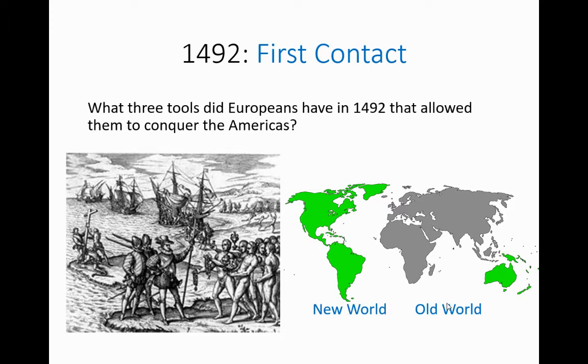So what three tools did Europeans have in 1492 that allowed them to conquer the Americas?